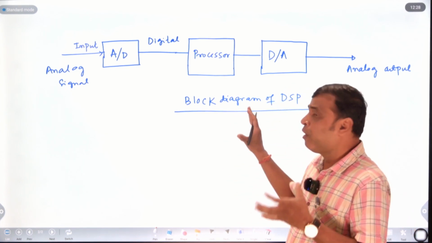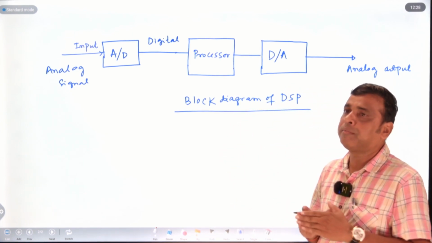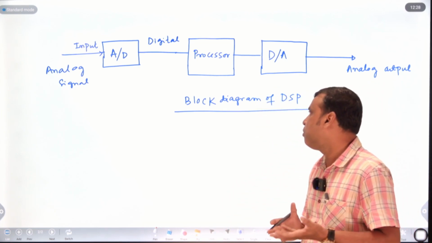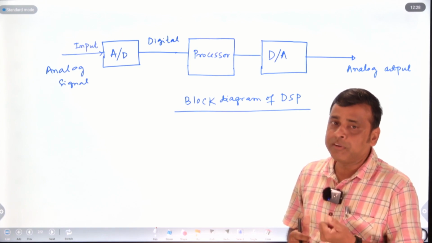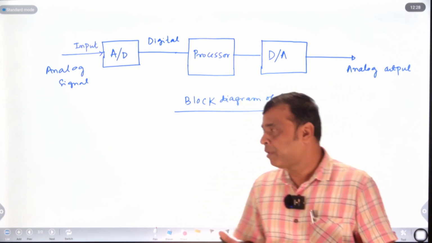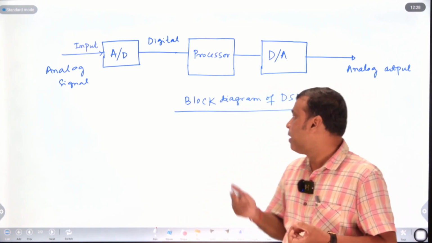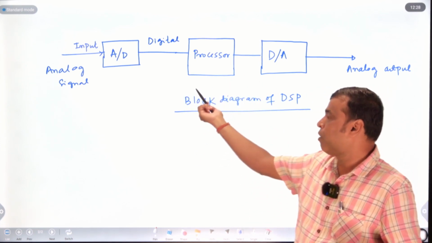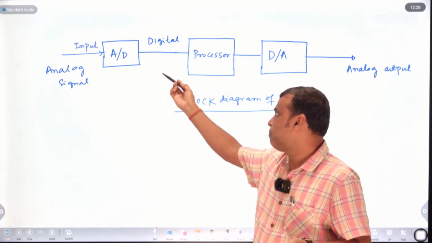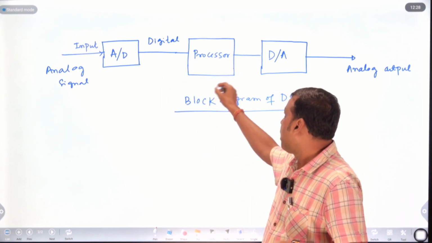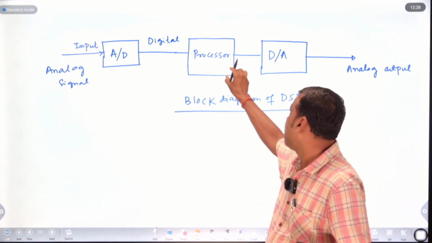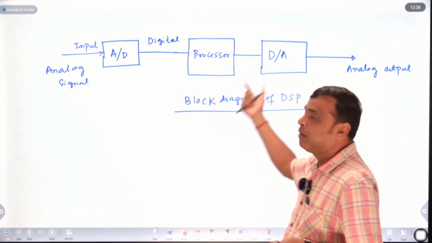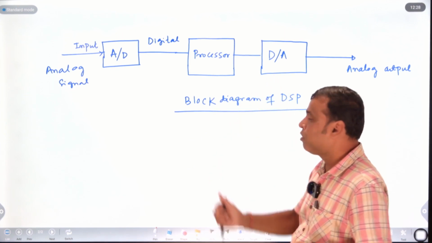Then this is your block diagram of DSP. In the block diagram of DSP, how is an analog signal processed? Processing means to get some useful information by means of the block diagram of DSP. This is a continuous signal or analog signal. First of all, it is converted into digital form by means of an A to D converter. Then it is applied to the processor. The output of the processor is also a digital signal. Then it is given as input to the D to A converter.